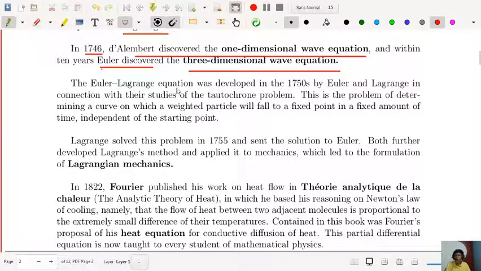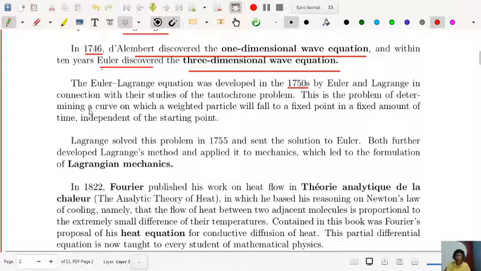The Euler-Lagrange equation was developed in the 1750s by Euler and Lagrange in connection with their studies of the tautochrone problem. It's a famous problem. Look at the year, 1750. Euler and Lagrange. These names usually come into the picture if you study calculus, applied mathematics, or differential equations.